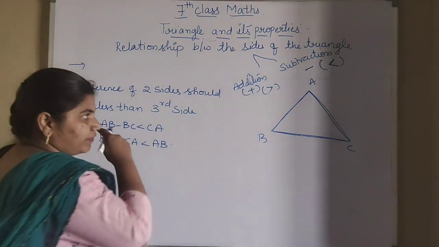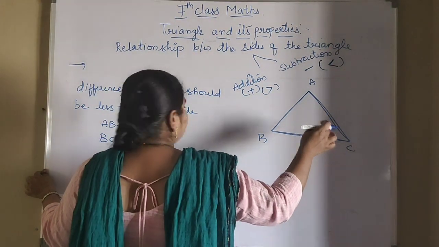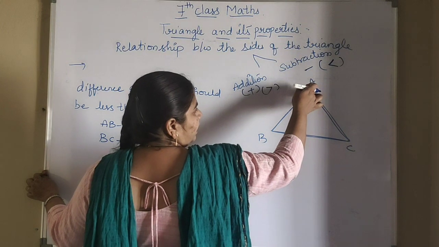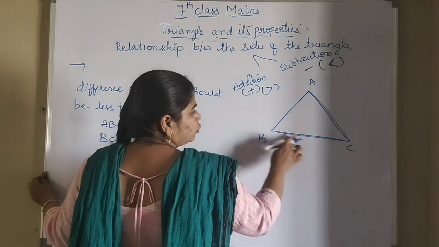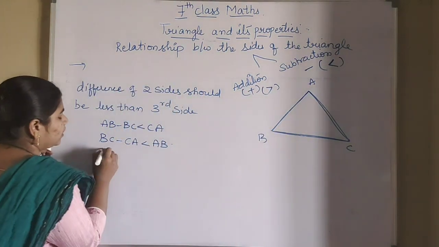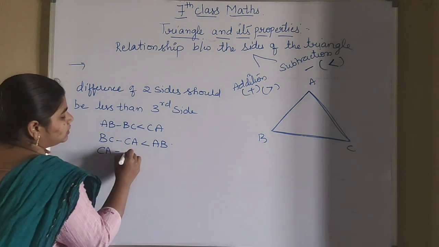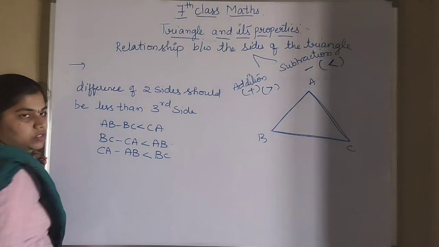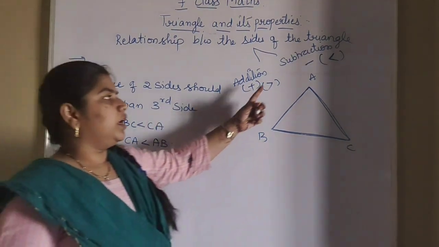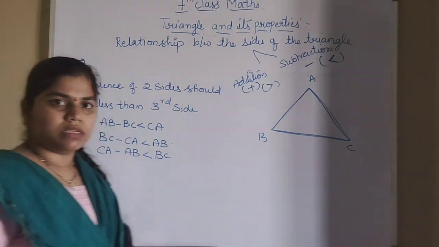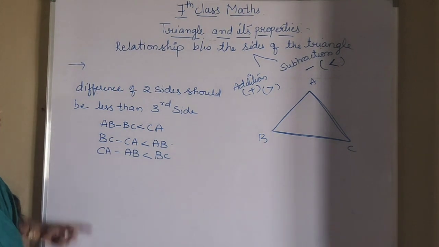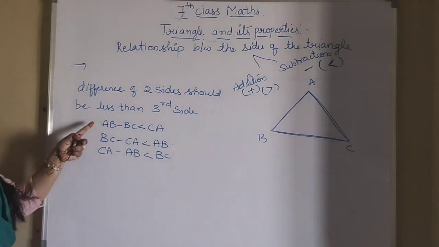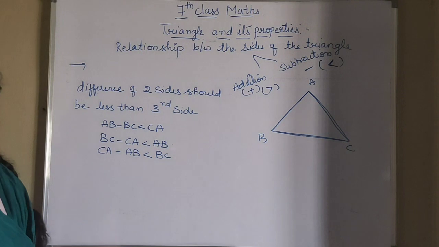Next, the same way for the other side. That is, CA minus AB should be less than BC. Any of the conditions you can take, any one you can use with the problem. So if these three conditions are satisfied, then only a triangle will be formed.